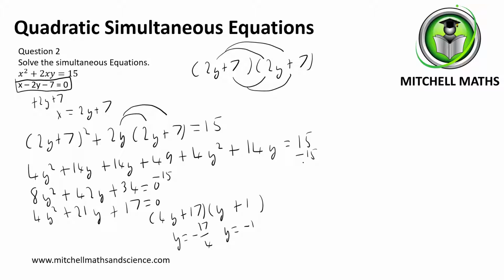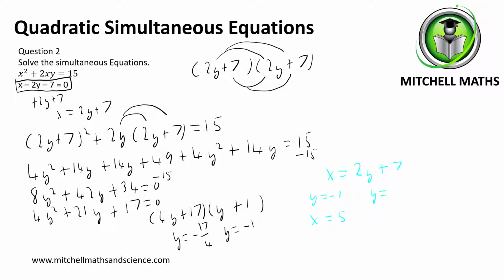And now I need to find my corresponding x values, which I'm going to use the equation that I rearranged at the start. x equals 2y plus 7. Well, when y equals minus 1, 2 times minus 1 is minus 2. Minus 2 plus 7 is 5. So I'll get x equals 5.